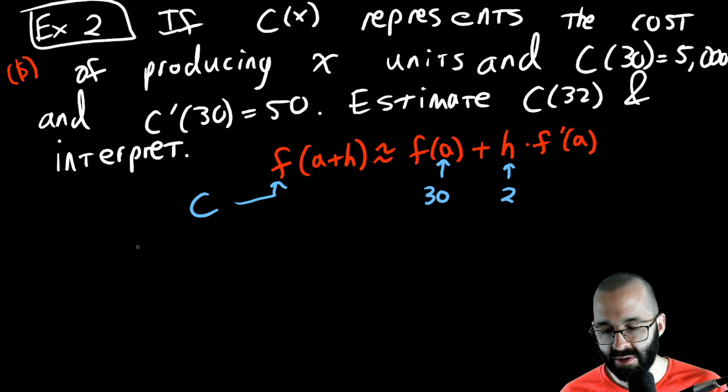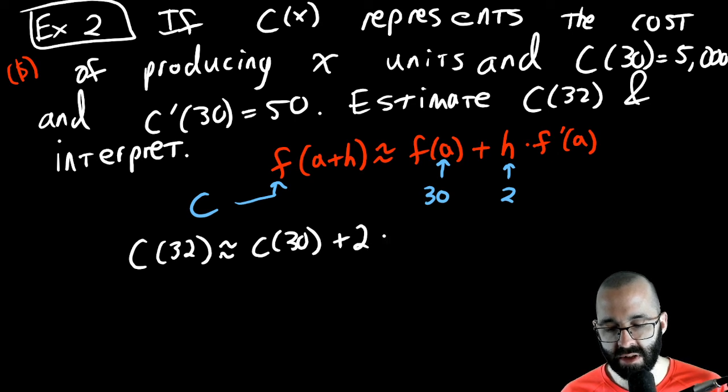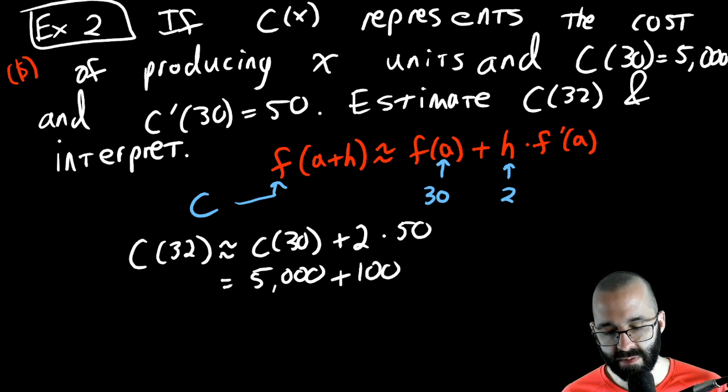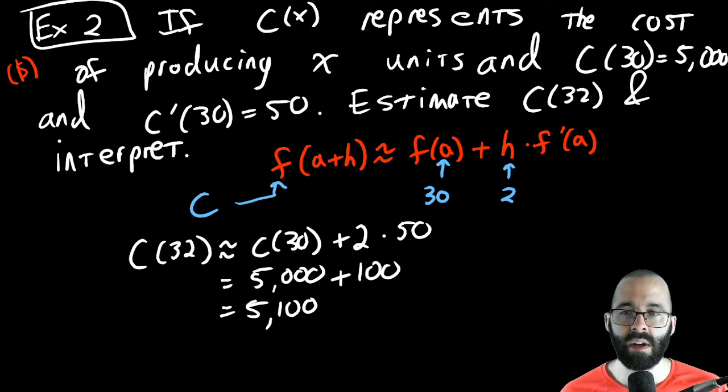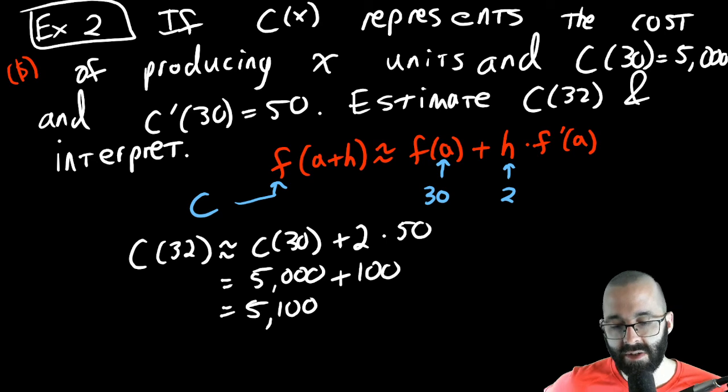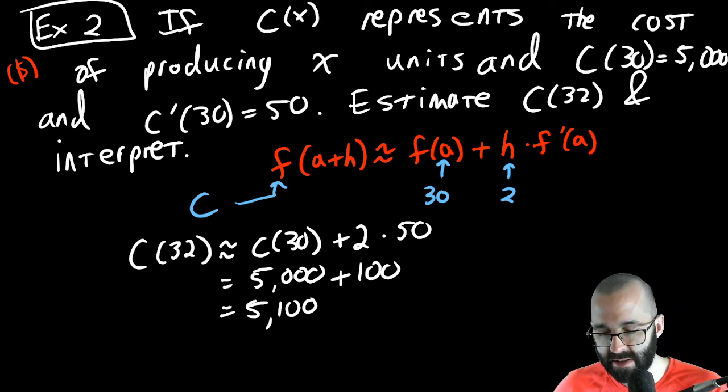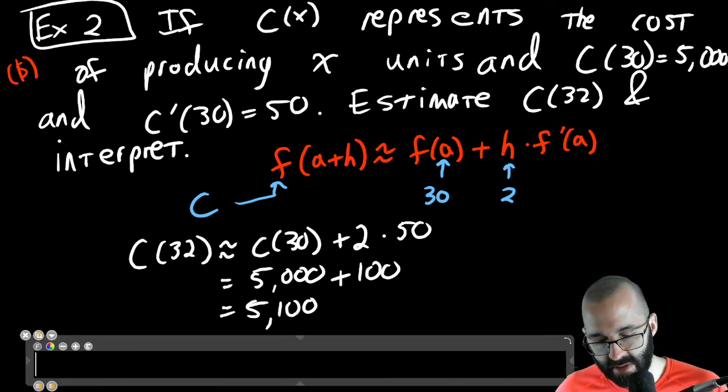So we can really just use this formula in this way to say C of 32 is approximately C of 30 plus 2 more times the slope, which is 50. And you plug everything in, you're going to get 5,000 plus 100, which is 5,100. So that's an estimate of the cost of producing 32 units. And that would be the end of our answer, right? Is writing this out in words.